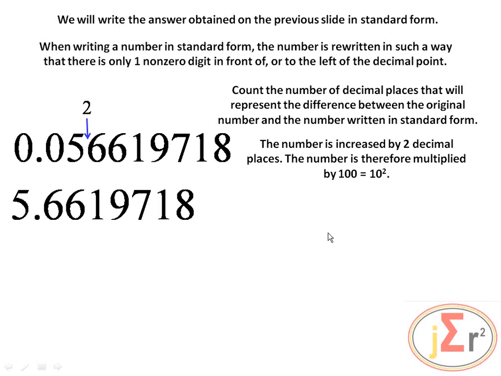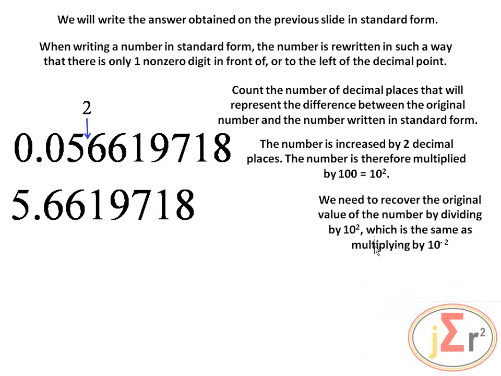We need to return this number to its original value, and if we multiplied by 10 to the power of 2 in getting here, then we will have to divide by 10 to the power of 2, which is the same as multiplying by 10 to the power of negative 2. So we need to recover the original value of the number by dividing by 10 to the power of 2, which is the same as multiplying by 10 to the power of negative 2.